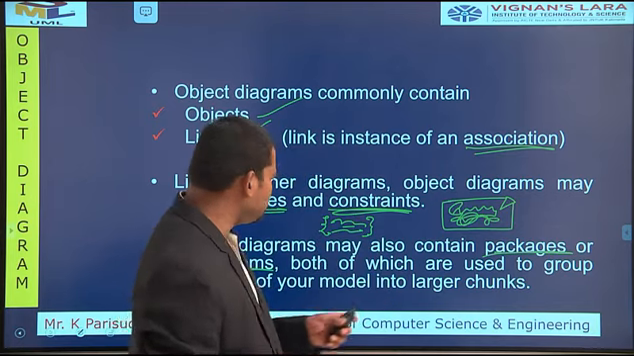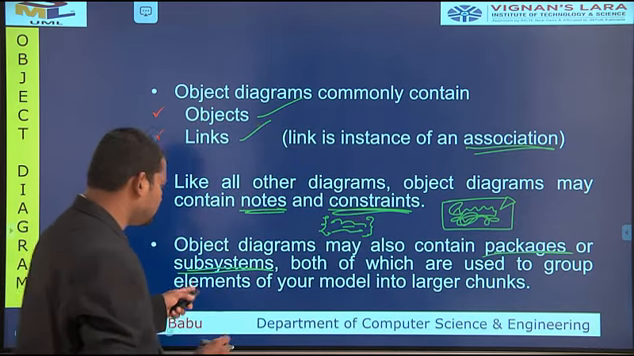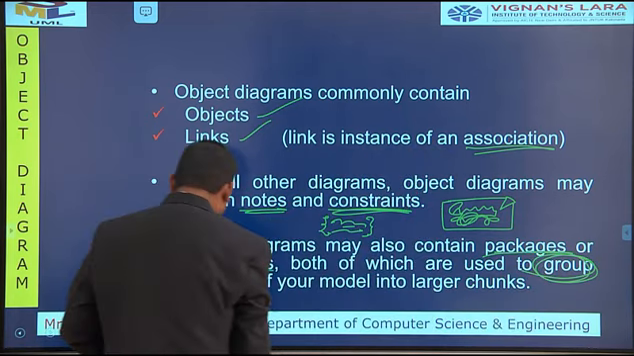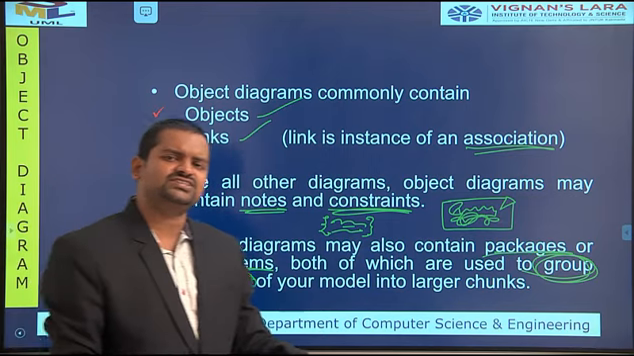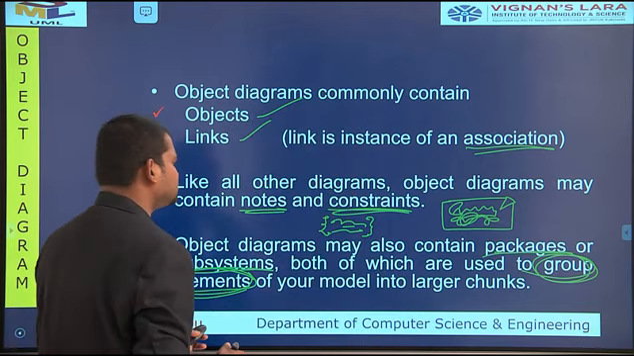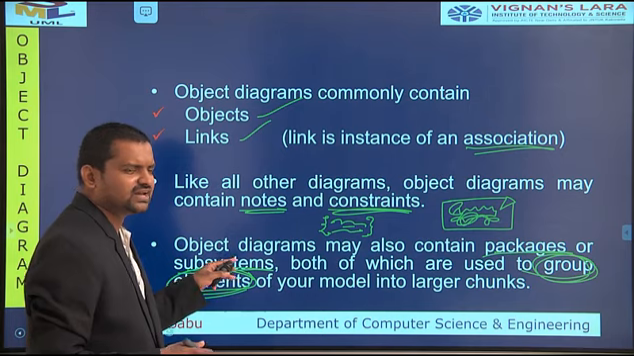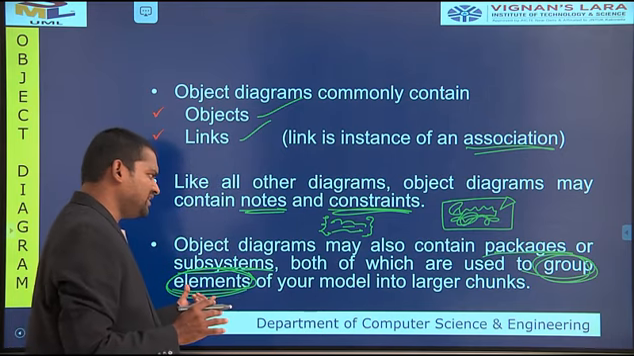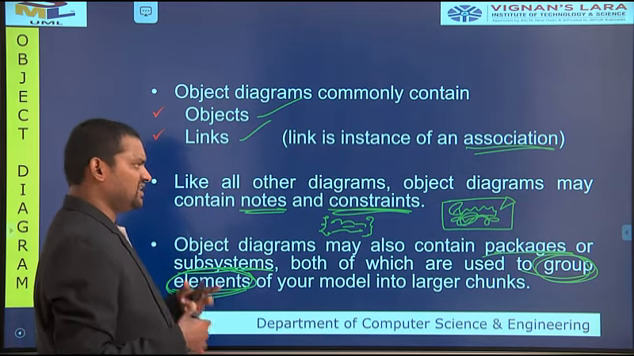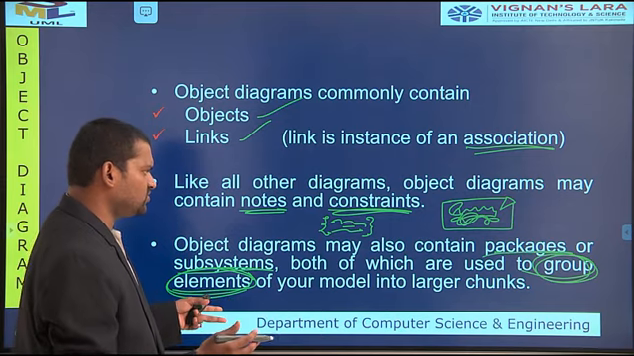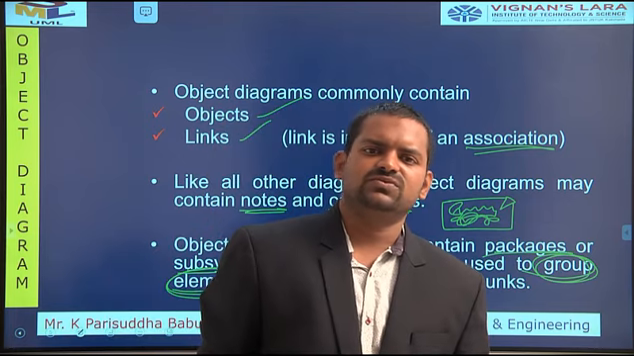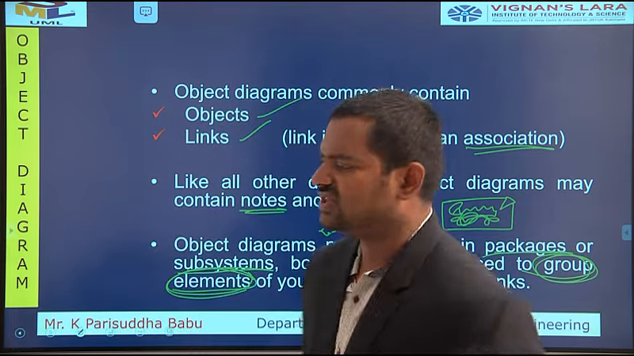Packages and subsystems. Why do we use packages and subsystems? Both are used for grouping the elements. What are elements? Elements here are the objects, instances. To group those instances in the object diagram, we use elements. What are elements? Objects, or the notes, or the constraints, or the grouping of packages or subsystems. Packages and subsystems will be used to group all the instances.